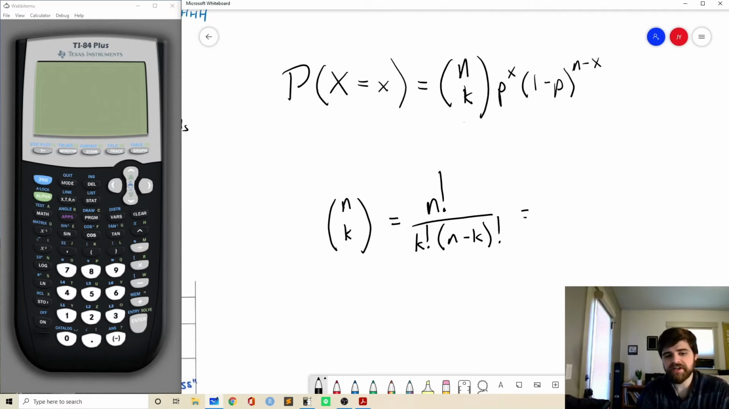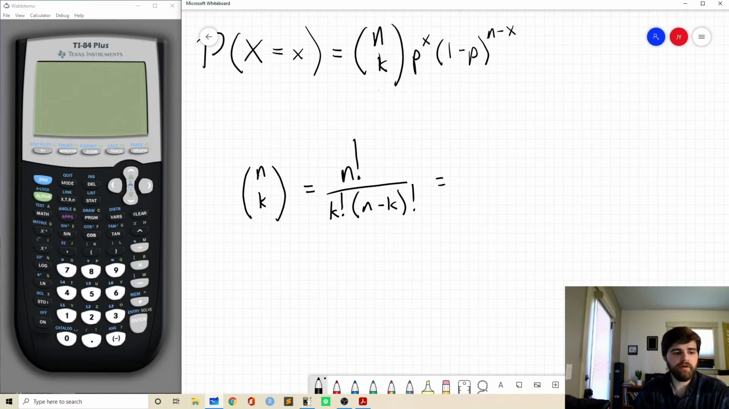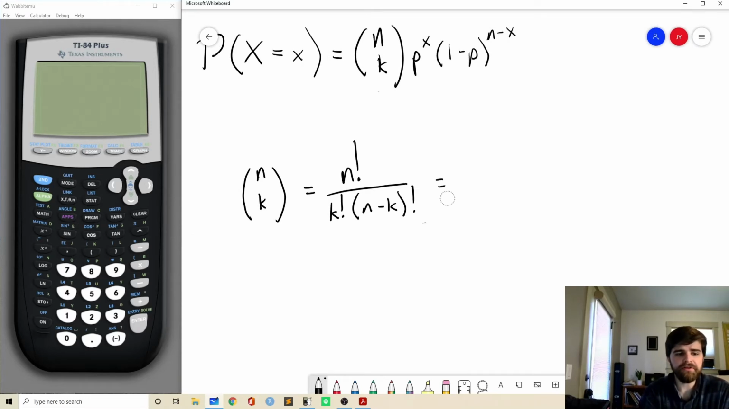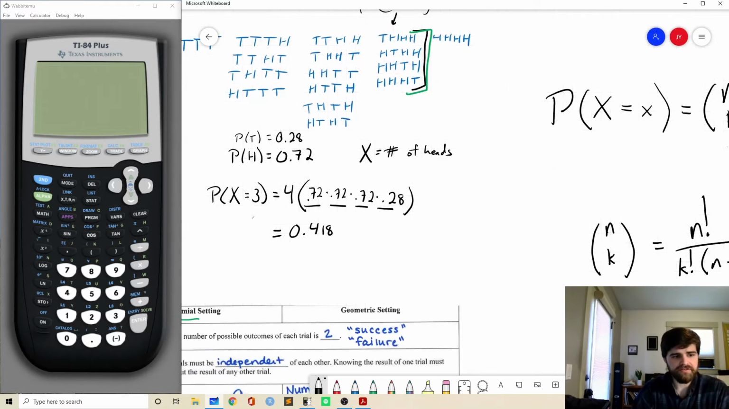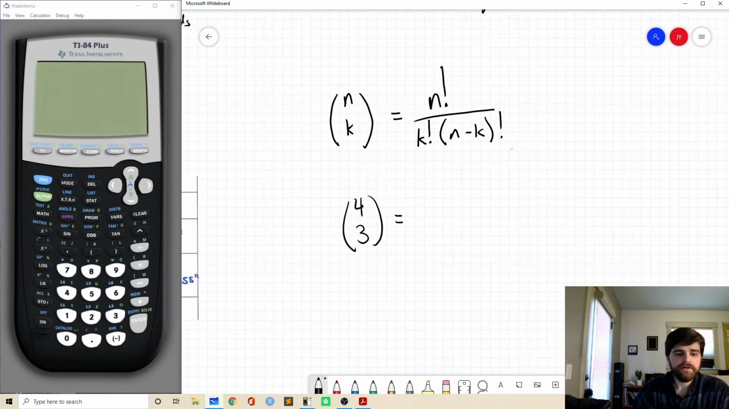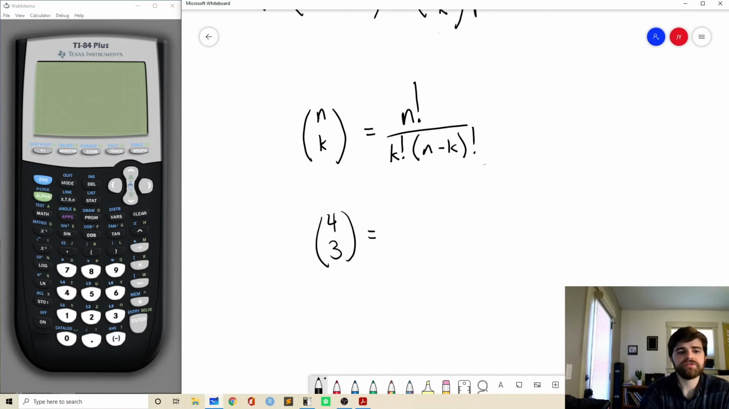So let's look at an example. Let's say I'm going to flip the coin 4 times, and I'm wondering how many different ways there are to get heads. So we already know the answer. We found out there's 4 different ways to get 3 heads out of 4. So let's see if we can do this with the math. If you've never seen a factorial before, I'll show you what that means in just a second.